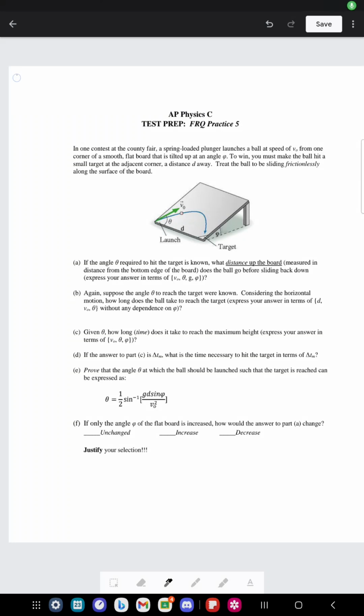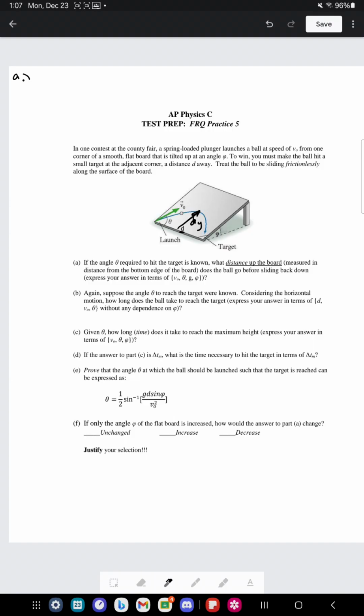For part A, if the angle is known, what's the distance of the board? I'm going to take this as the y, because there's another d already right there, so I can't use d. And what is the distance of the board?